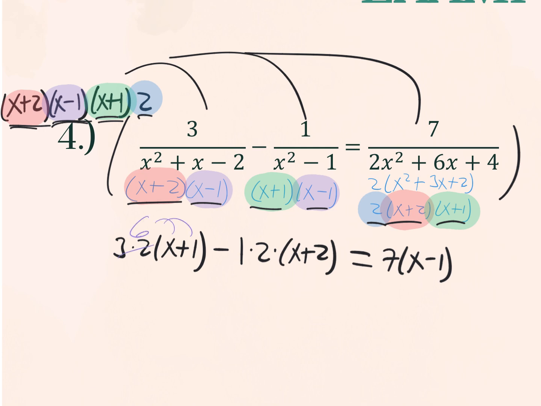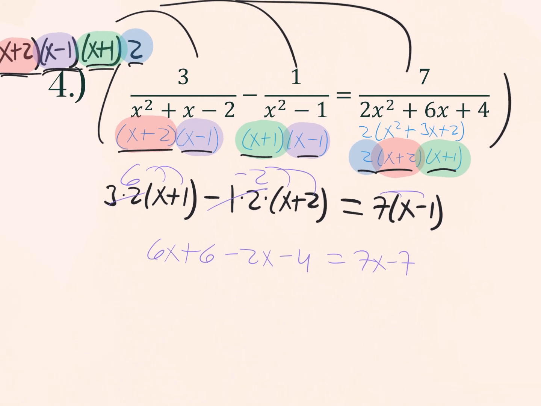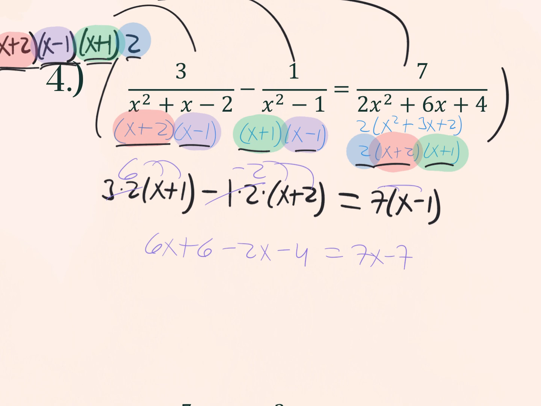And then when we distribute 6 here, we get a 6x plus 6. Negative 1 times 2 is negative 2. And then when we distribute negative 2, we should get a negative 2x minus 4. And then when we distribute 7, we should get a 7x minus 7. And then combine like terms, we should get a 6x minus 2x is going to get us a 4x. 6 minus 4 is going to get us a plus 2 equals a 7x minus 7.